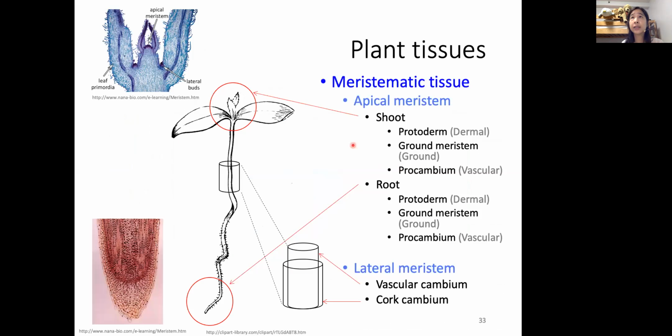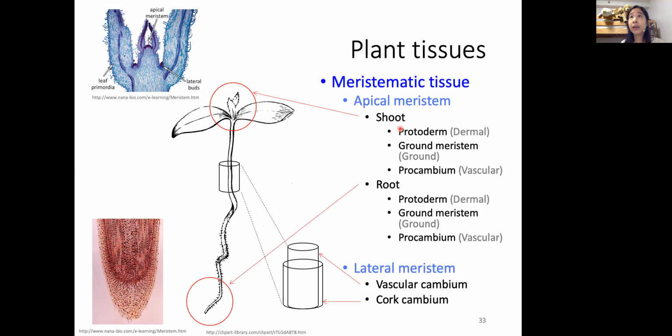If we look at the tip of the plants, the actively growing one, we will find another type of plant tissue system, meristematic tissue. At the tip, we have apical meristem. It is present in the shoot, like this one right here, and in the root at the very end right here. These are apical meristem, either shoot apical meristem or root apical meristem, and each of them is composed of three more subtypes of apical meristem.